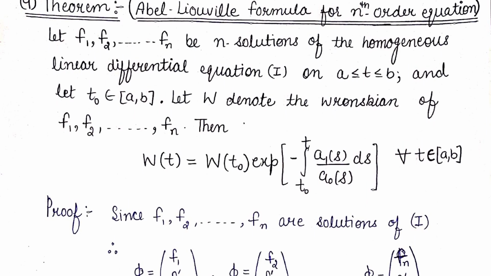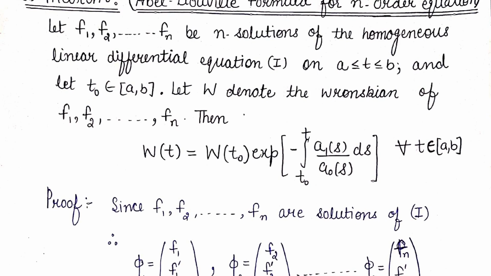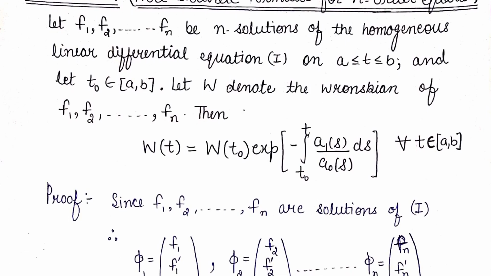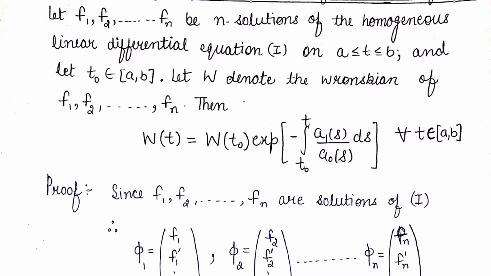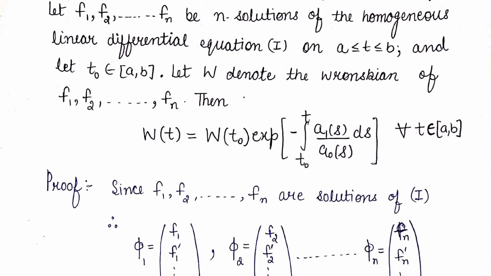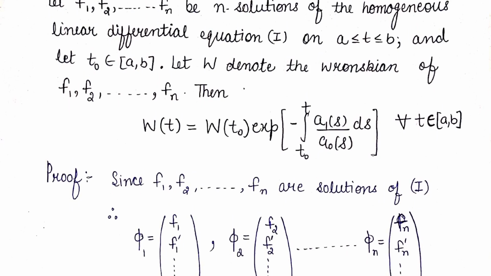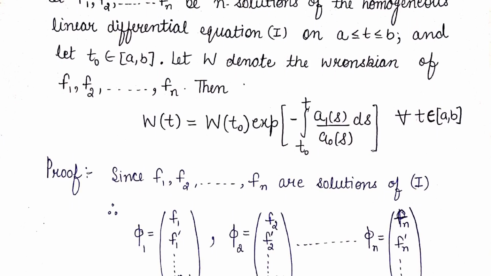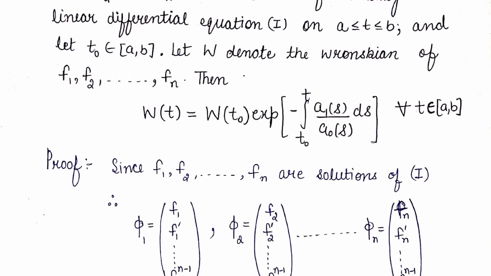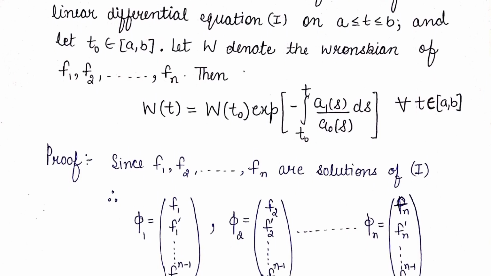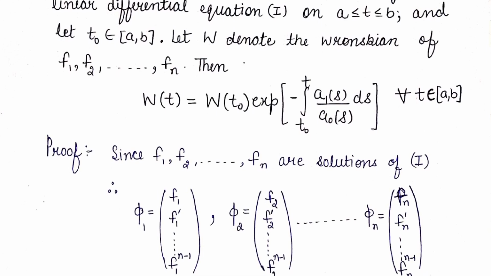So the theorem states, if f1, f2, fn are n solutions of the homogeneous linear differential equation 1 on any given interval ab, and t naught is any point in ab, then if W denotes the Wronskian of f1, f2, fn, then the Wronskian at any point t can be evaluated as the Wronskian at point t naught into exponential minus integral t naught to t a1(s) over a naught(s) ds. Now let's start the proof.